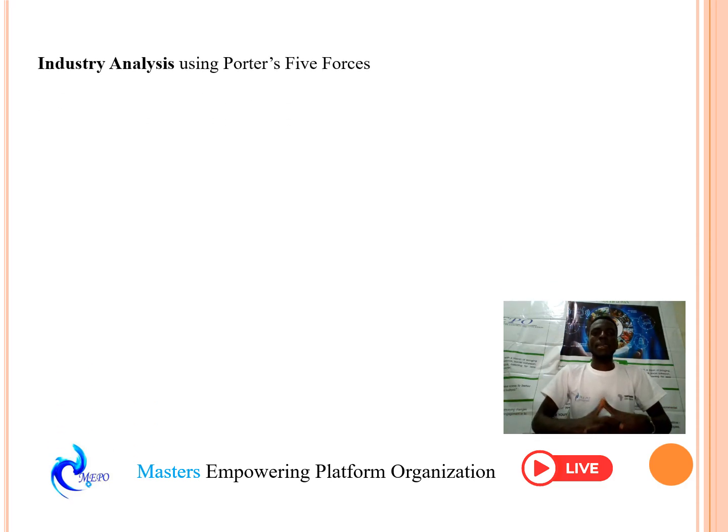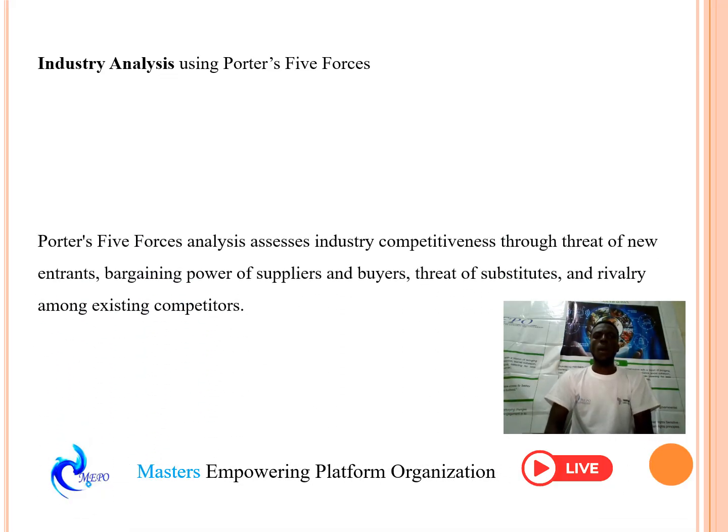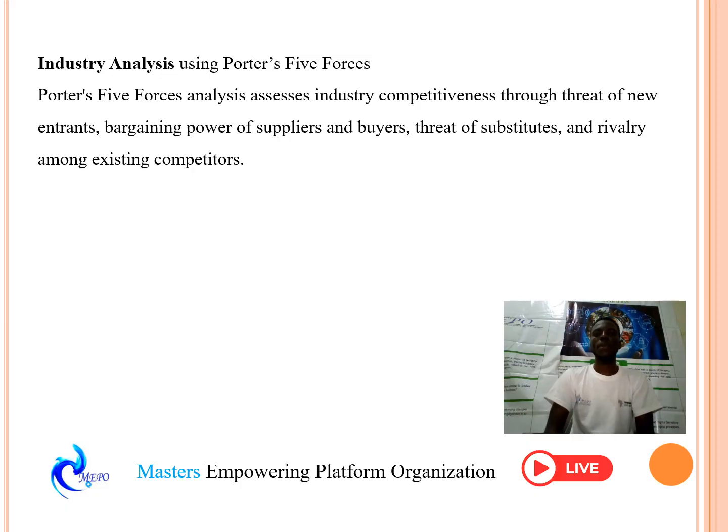Now, let us look also at the industry analysis using Porter's Five Forces. Porter's Five Forces analysis assesses industry competitiveness through the threat of new entrants, bargaining power of suppliers and buyers, threat of substitutes, and rivalry among existing competitors. We have to look at the bargaining power of suppliers. And we look also at buyers' threats.